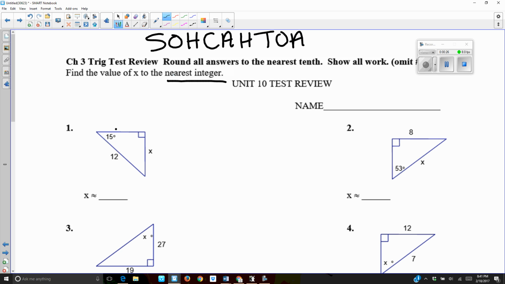So number one, the reference angle they give us is 15 degrees. So using that reference angle, the side we're trying to find is x. X is the opposite side from 15 degrees. And 12 is your hypotenuse because it's opposite the right angle. So O and H, that means we're going to take the sine of 15 degrees and set it equal to the opposite side over the hypotenuse.